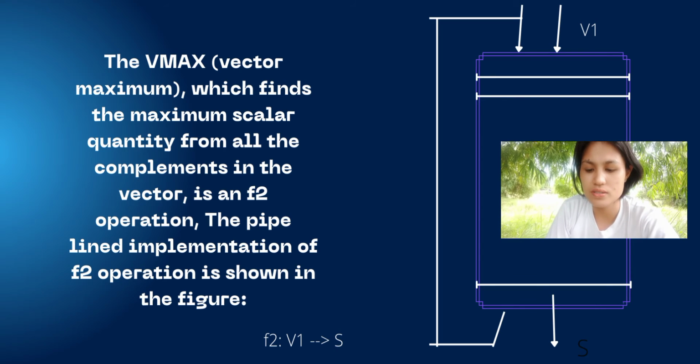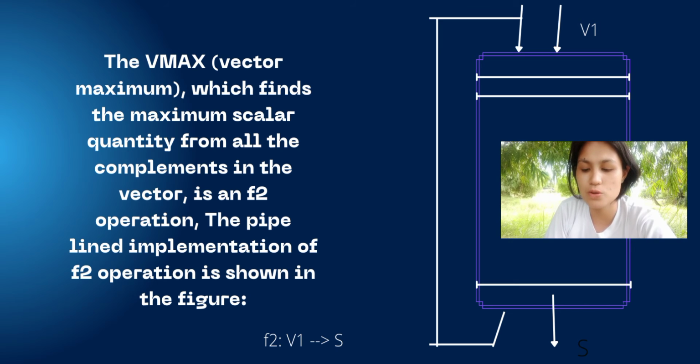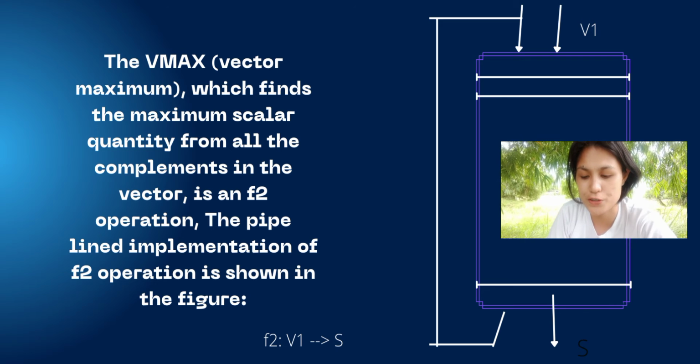The second one is the VMAX or the vector maximum, which finds the maximum scalar quantity from all the components in the vector, is an F2 operation. The pipelined implementation of F2 operation is shown in the figure. This is the figure.